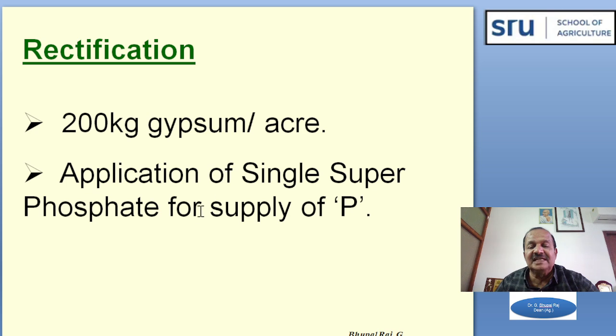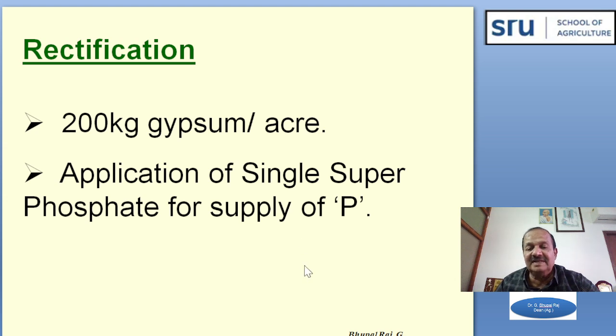The application of the single superphosphate is the best for the supply of the phosphorus, because for the supply of the phosphorus fertilizers to different crops, we are using different sources. For example, we are using diammonium phosphate, we are using complex fertilizers, and so many other phosphorus sources. Among all the phosphorus sources, the best fertilizer is single superphosphate. Why? Because the single superphosphate also contains the calcium, that is calcium sulfate, and not only phosphorus, in addition to phosphorus, it contains the calcium and also the sulfur.